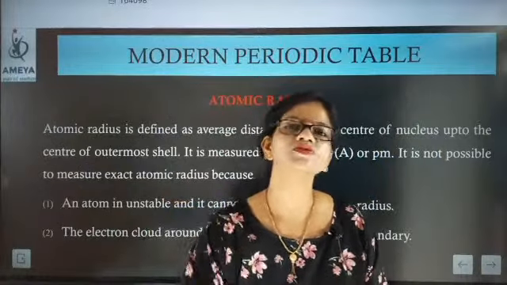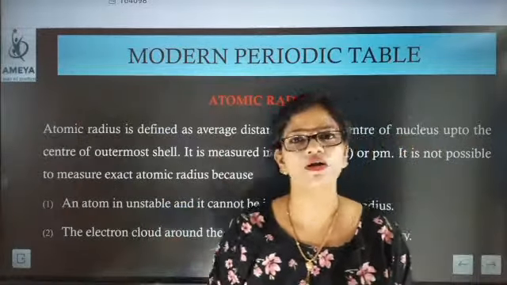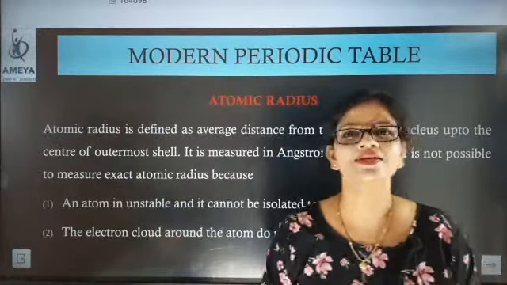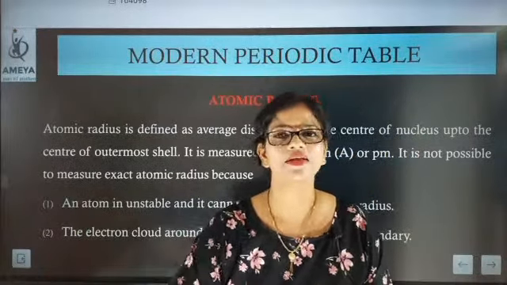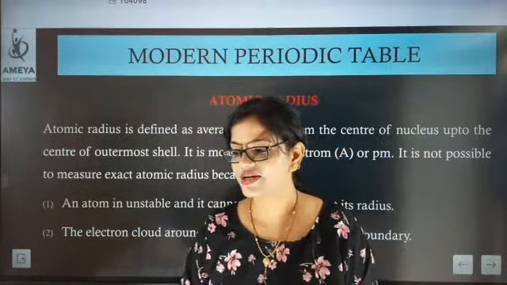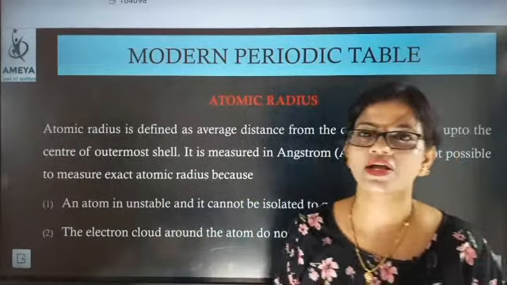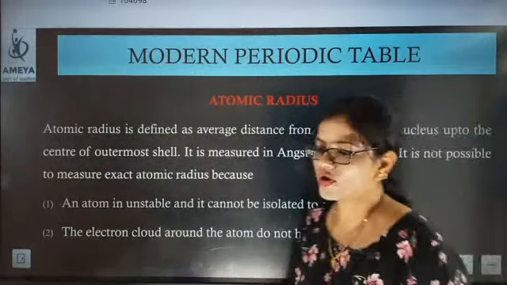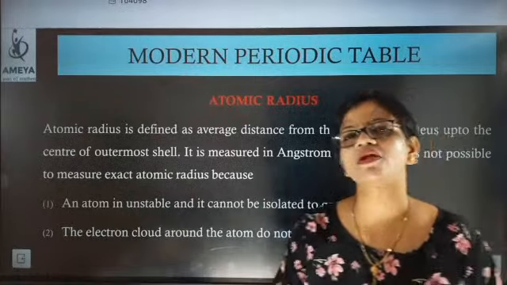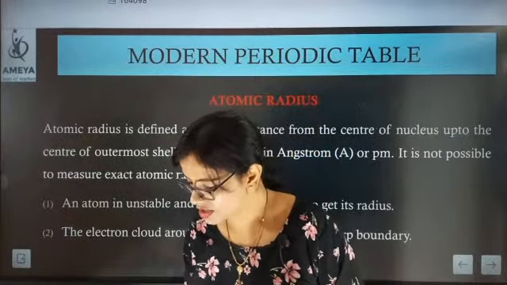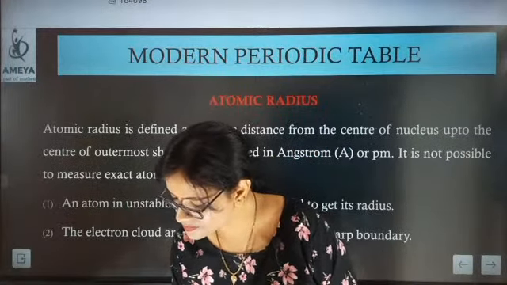Second, atoms cannot always exist in a free state. If you isolate an atom exactly, it will be highly unstable and will not allow you to take out the radius. So these two points are there, and because of that, finding the atomic radius is quite difficult. I hope you have understood.